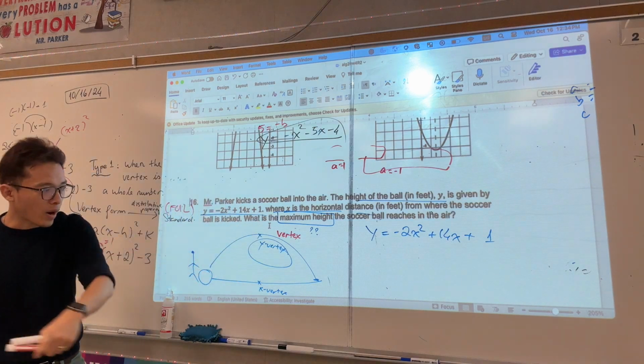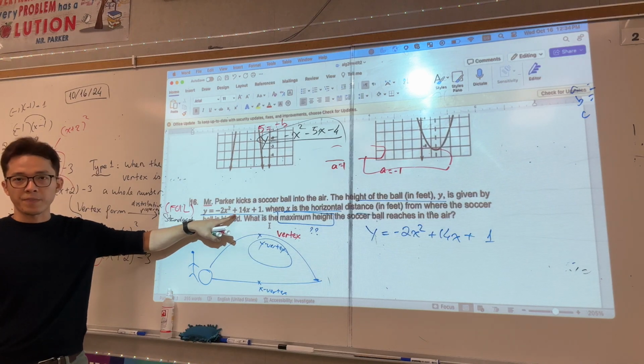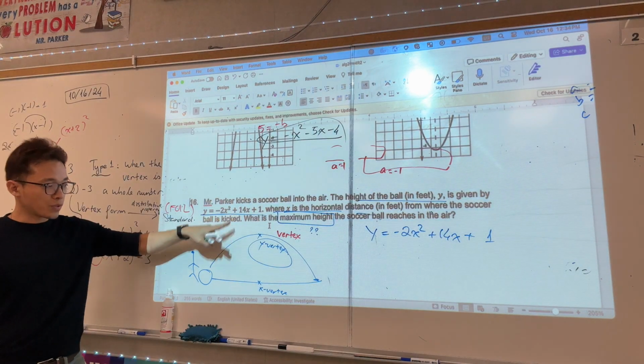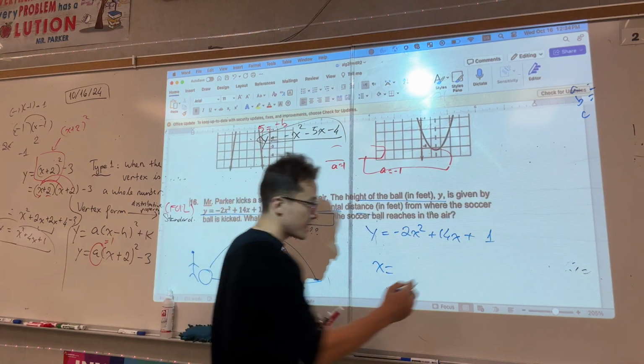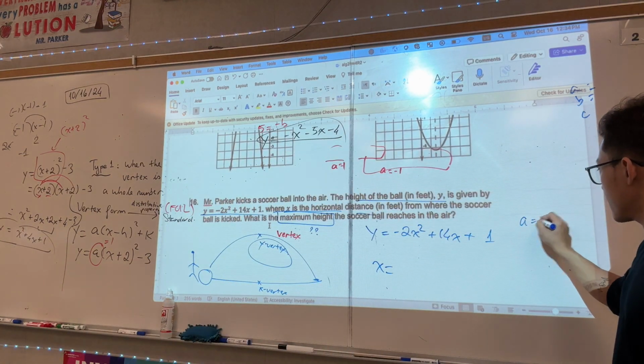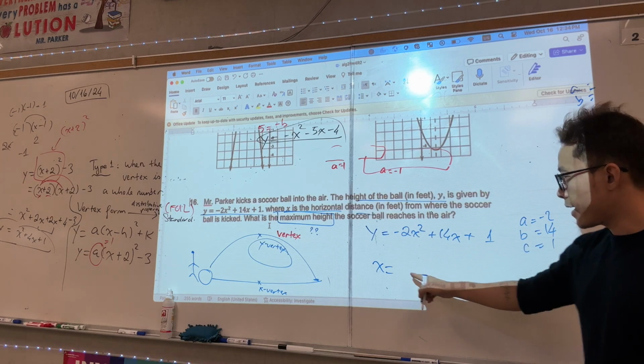Now go down one more. How do you find the x vertex? You need to look at this. Is it standard form or vertex form? Standard form. Then to find the x vertex, you need the formula with A, B, C. What is A here? Negative 2. B is 14. C is 1. Okay. X equals?